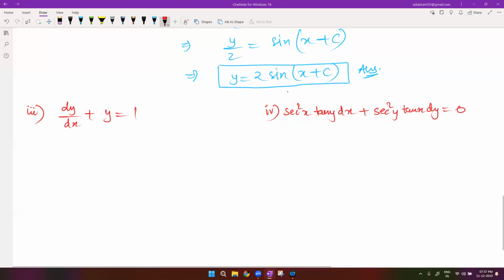Anyone able to solve it here? Okay. You are not able to separate the variables. In that case, you should first take y to the right hand side.